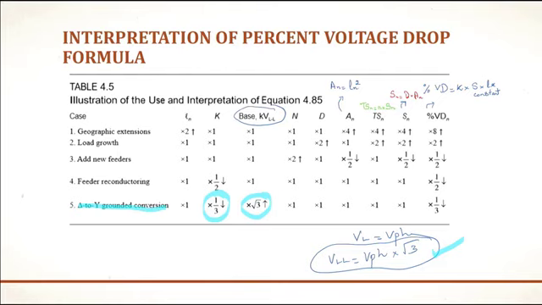As we have discussed in case number 4, the impact of change in K will not appear in other parameters, rather it will only be depicted in the percentage voltage drop formula. Therefore, all other parameters remain intact and the only change will be observed over here. So if K becomes 1/3 and other parameters are not changed, then percentage voltage drop will become 1/3.